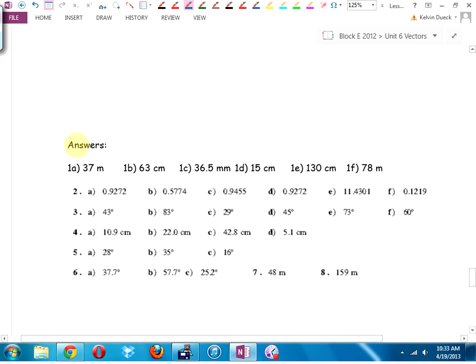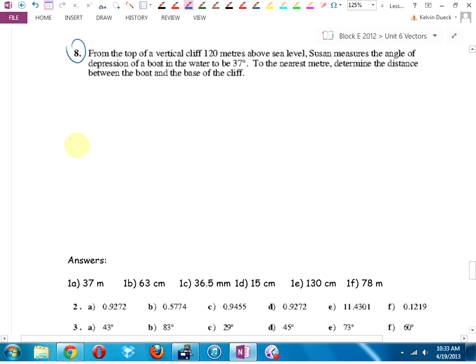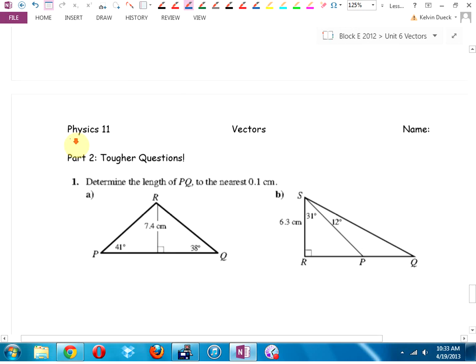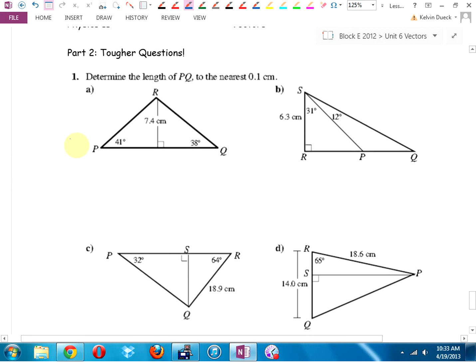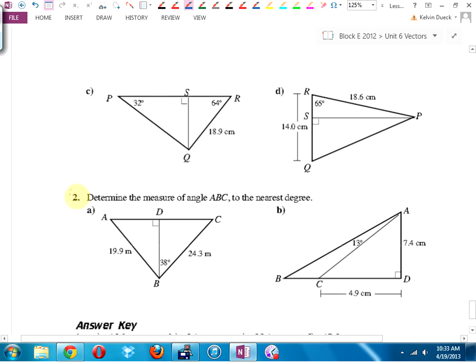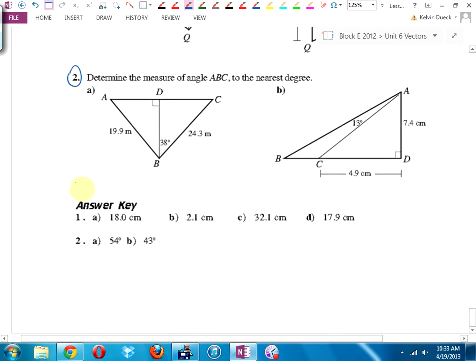What about the tougher questions? Yeah, Part 2, tougher questions. Oh! Ha! I should continue scrolling. Part 2, tougher questions. Of course! Try number 1 and number 2. Thank you. I almost forgot to assign that. Make sure you thank Connor for reminding me to assign that. I would have missed out on that foolishly, and that would have probably hindered your learning experience, I think.